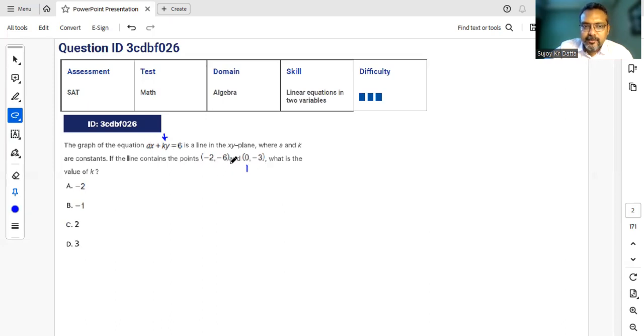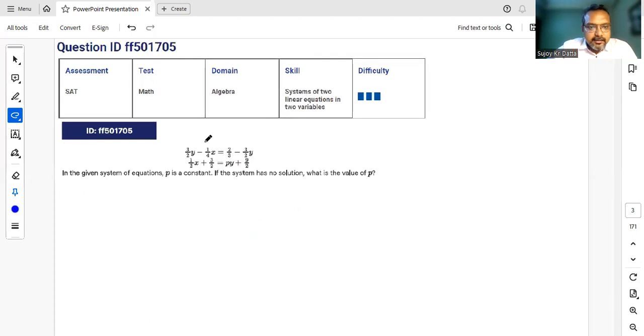Just ignore that negative 2, negative 6 for the time being. Okay? 0, minus 3, let's plug in. So a times 0 plus k times negative 3 is 6. This is gone. So the value of k is negative 2 and you're done. So there is no need to actually figure out the slope or the intercept and then find the equation in that form. That's a complete waste of time. So you have to be on the lookout for these clues, okay? The subtle clues. 0 helps here. Let's go on to the next one.